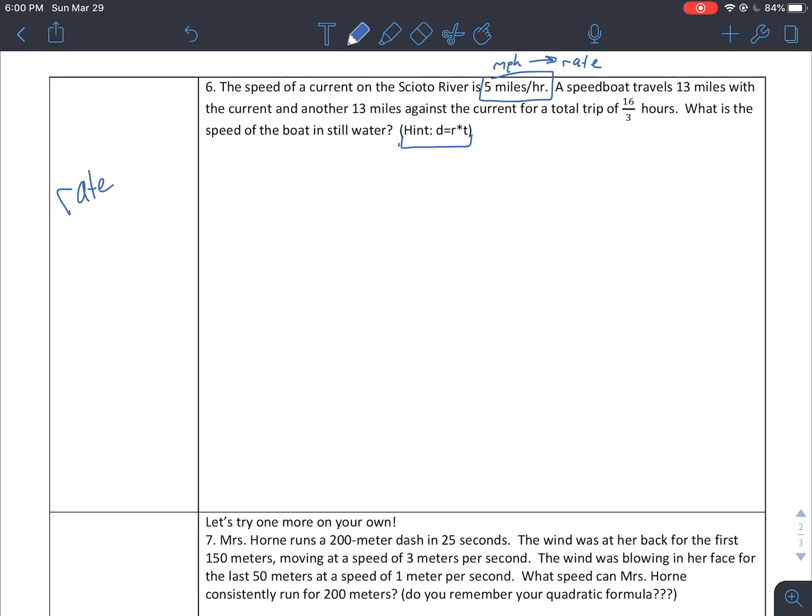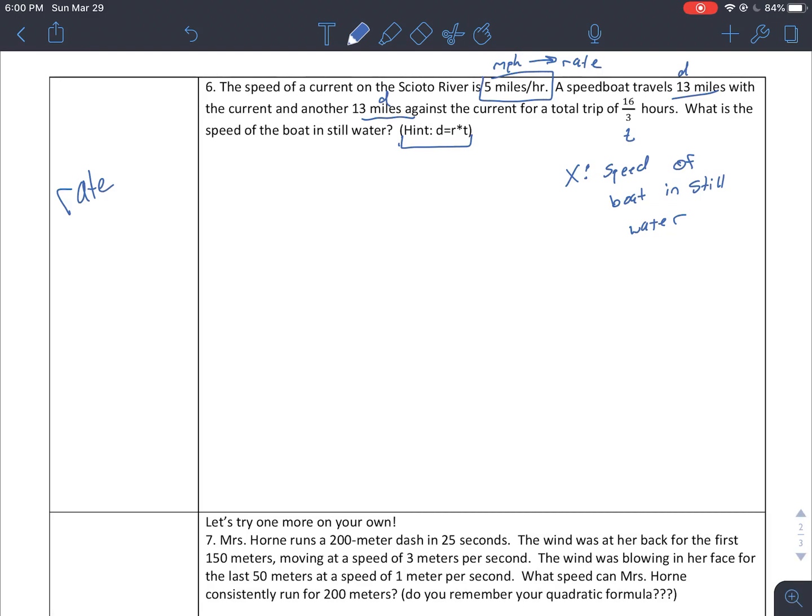So we need to go through this and see what we have. It looks like we have rates, 5 miles per hour. We have distance, right? 13 miles and 13 miles. The distance is the same. The current, and the total trip in hours. So we have some kind of t. The setup for these questions, guys, is we want to figure out what is the speed of the boat in still water, right? So we want to know x, the speed of the boat in still water.